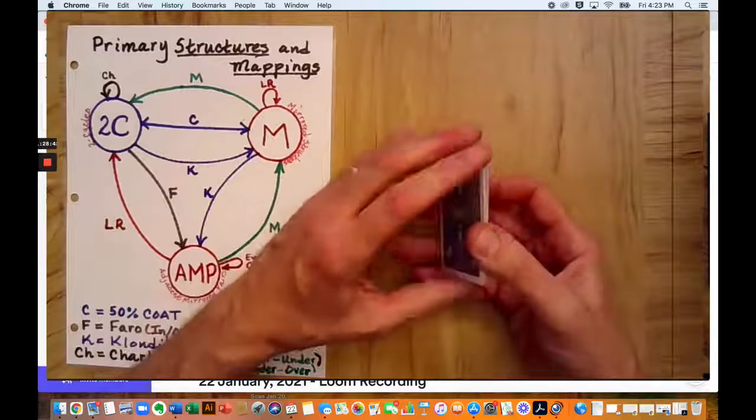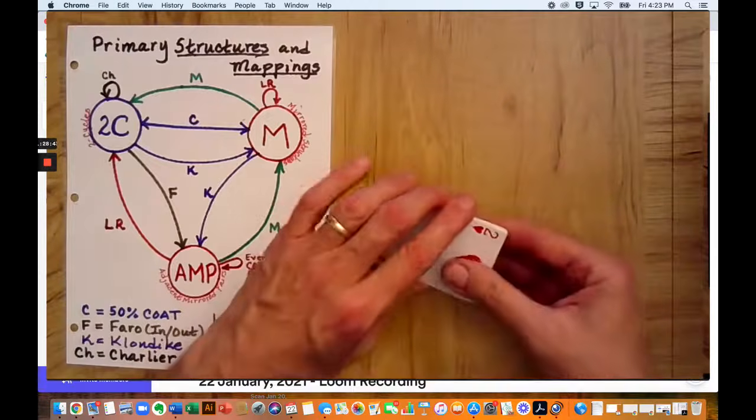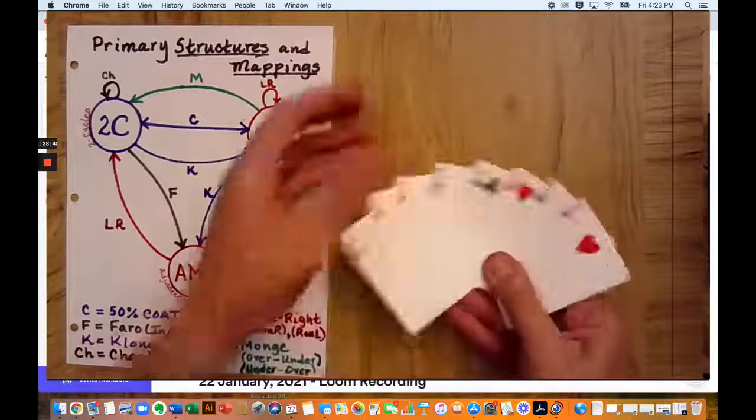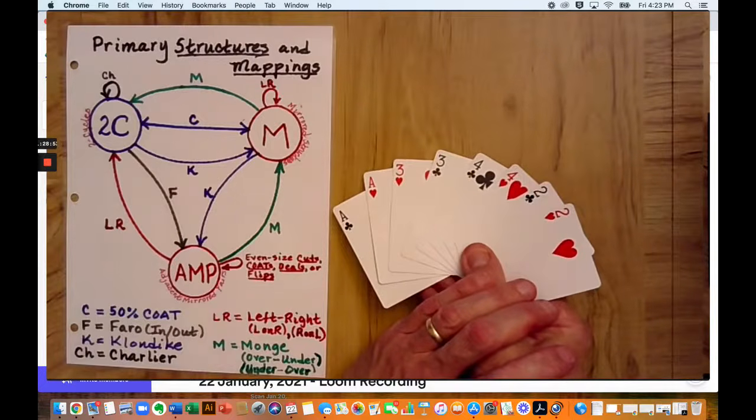And in fact, it's a perfect faro in shuffle. And it will always take a 2-cycle back to an AMP. Always, always. And if we had done a faro out, it would have worked equally well.